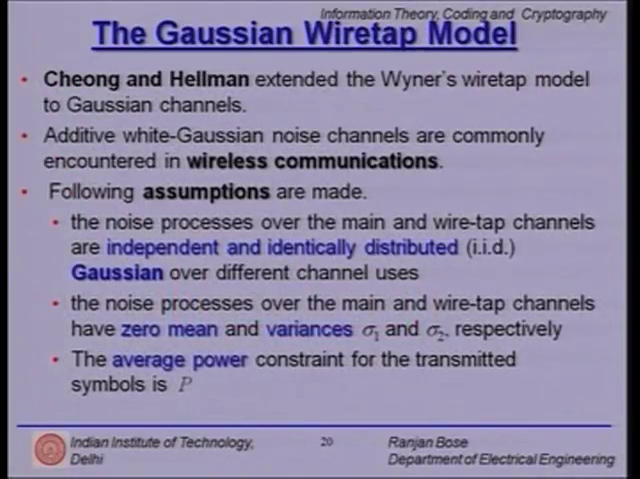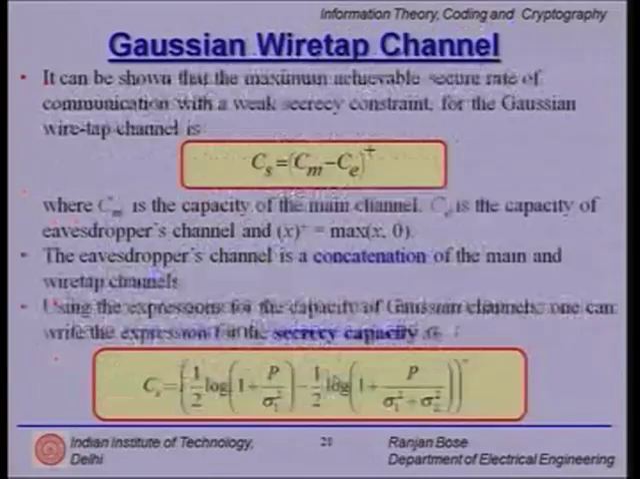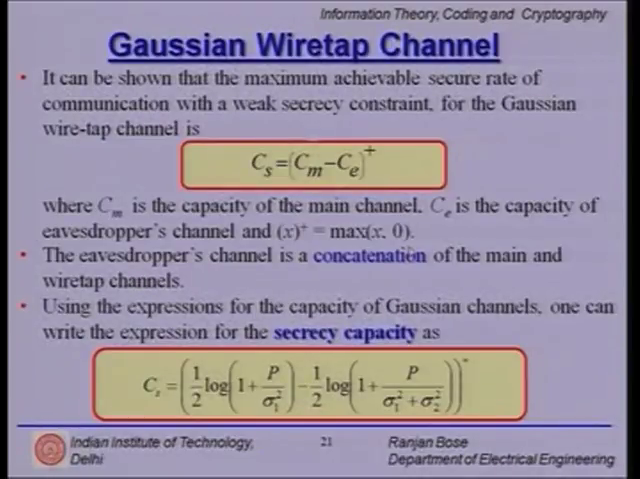Then we talked about the Gaussian wiretap model. It was proposed by Leung-Yan-Cheong and Hellman, and the assumptions were that the main channel and the wiretap channel were both independent and identically distributed Gaussian, with 0 means and variances sigma_1 squared and sigma_2 squared, with an average power constraint of P. In this case, it was shown that the secrecy capacity is (C_m - C_e)^+, where x^+ is nothing but max of x and 0, so it is non-negative.